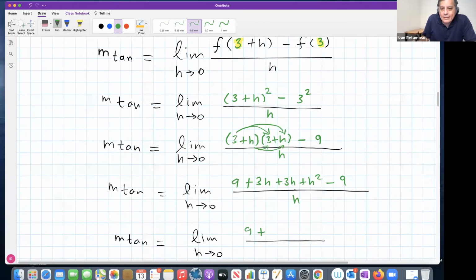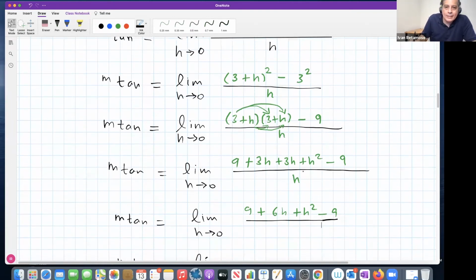When you FOIL this out, there is even a formula to get this quickly. The ones in the middle get added up, right? So you get here twice this, 6h, right? But let's just do it from scratch. When you expand this, FOILing it out, this is what you get. Simplifying, as Ma suggested, 3h plus 3h is 6h, plus h squared, minus 9. If you go from here to here skipping this, it's okay. You just work it out, and I'm trying to do it in general so nobody gets lost.